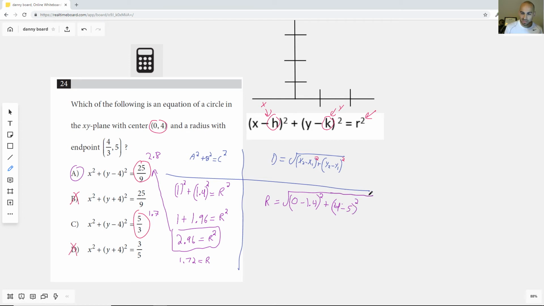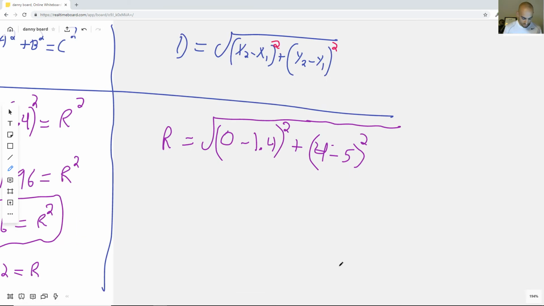All right, I got some crazy stray marks here, so I'm just going to fix this real quick because that looks terrible. All right, so since we're squaring it, we really don't have to worry about negatives. 0 minus 1.4 is negative 1.4, and if we square that, 1.4 squared, as we saw earlier, is 1.96. Plus 4 minus 5 is negative 1, and negative 1 squared is just positive 1. And we're kind of back where we started, almost.